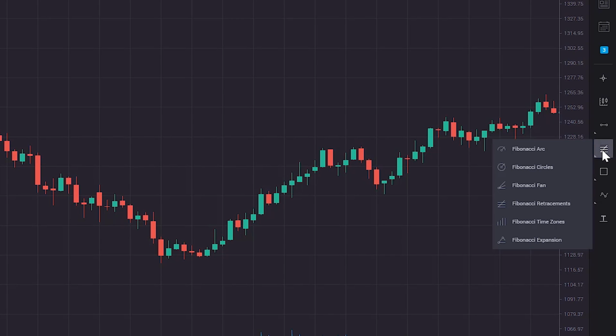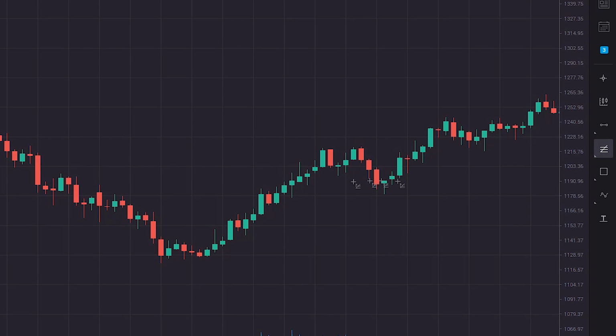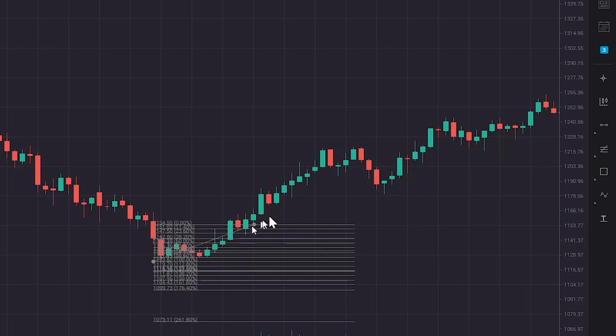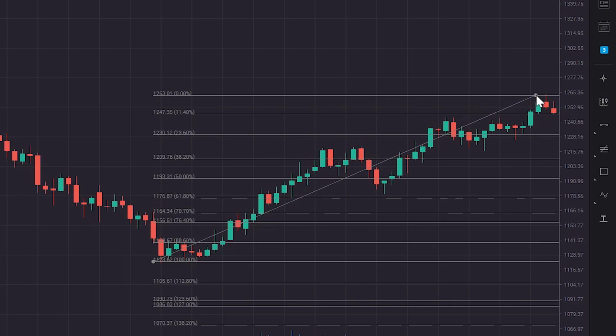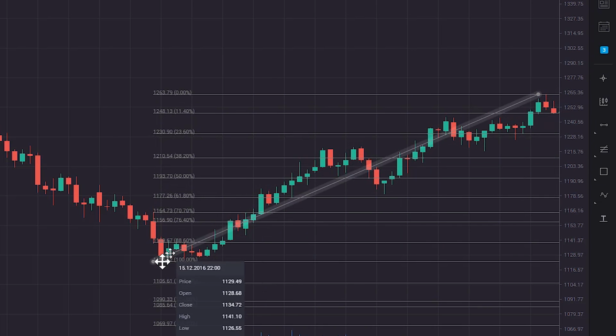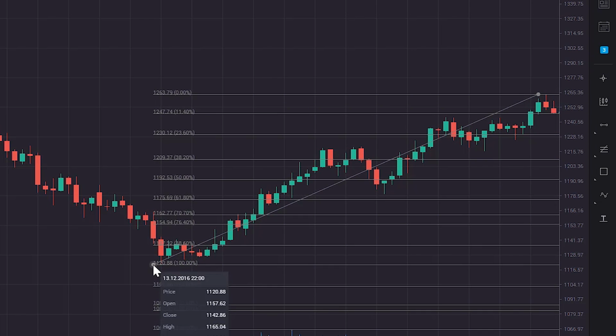So we pick them up from here. We start at the beginning of the move. So I click down there and then drag it all the way up to the high. And it puts the retracements on for me. Let me just adjust this one down here. There we go, that's better.